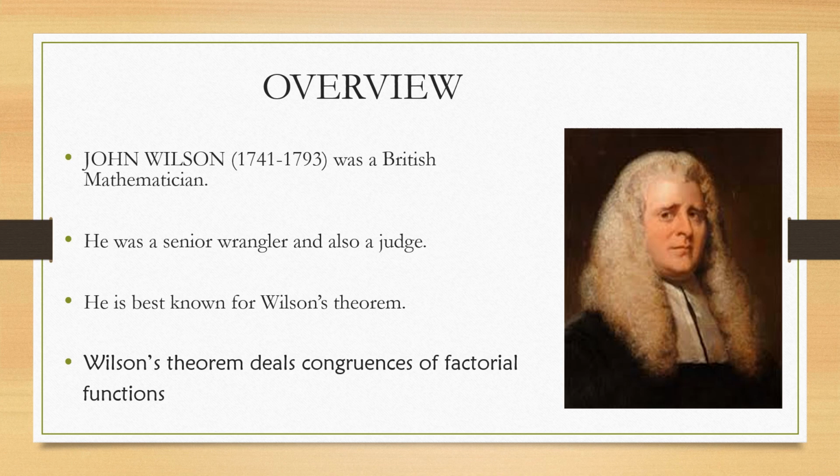Let's have an overview of who Wilson is. John Wilson, during the years 1741 to 1793, was a British mathematician. He was also a senior wrangler and also a judge. So he is not only a mathematician, he was also a judge. What do you mean by senior wrangler? Nowadays I can relate it to a person who secures distinction, the topper of the class or topper of the university. So he was the topper.